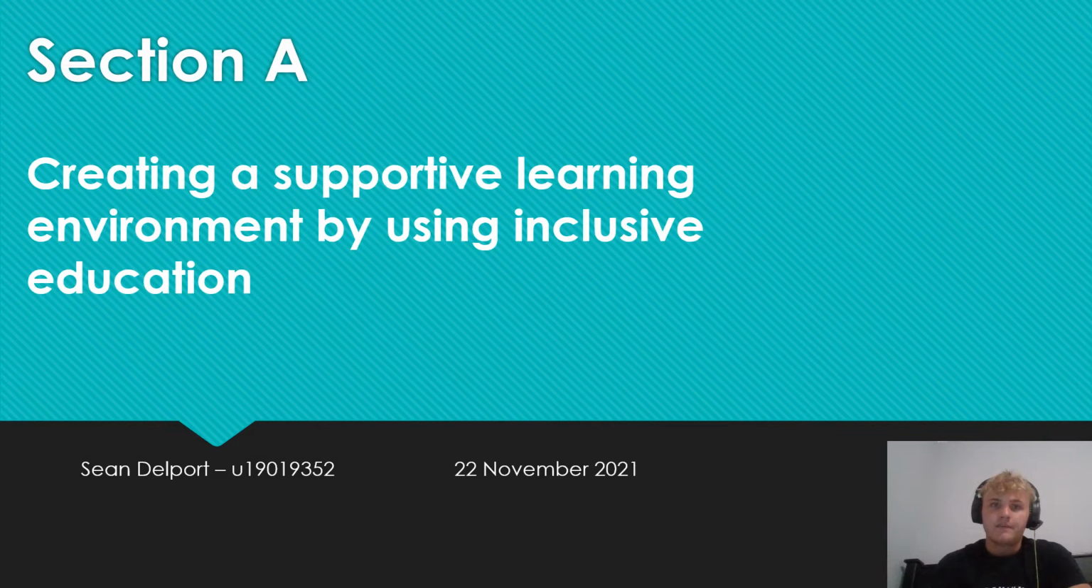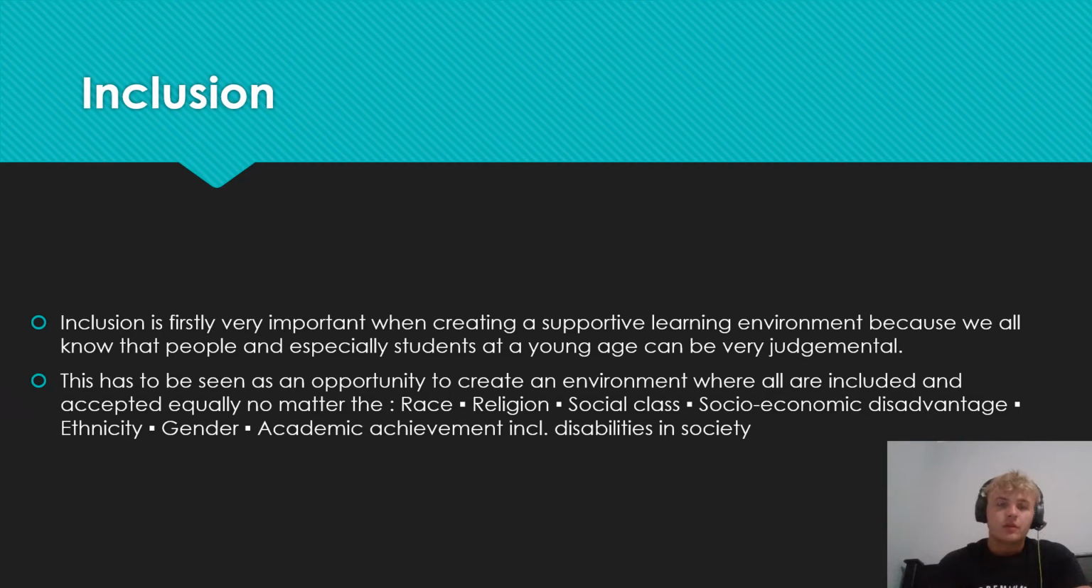This is section A and I have chosen creating a supportive learning environment by using inclusive education. Now firstly we'll start with inclusion. Inclusion is very important when creating a supportive learning environment because we all know that people, especially students at a young age, can be very judgmental.